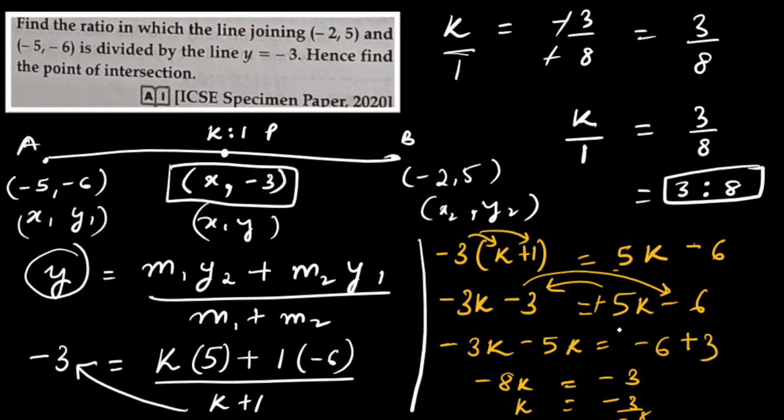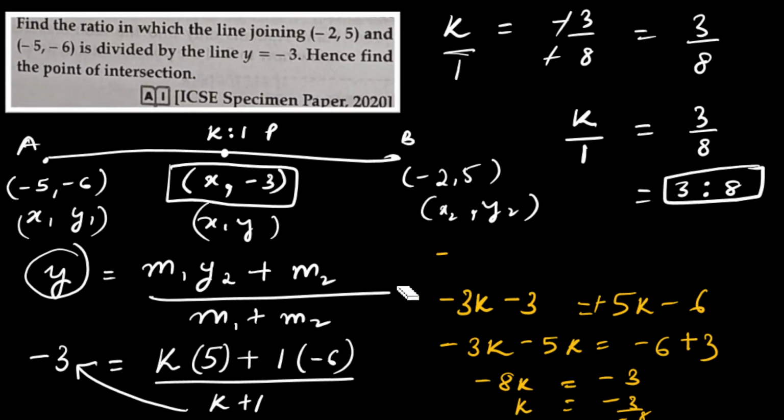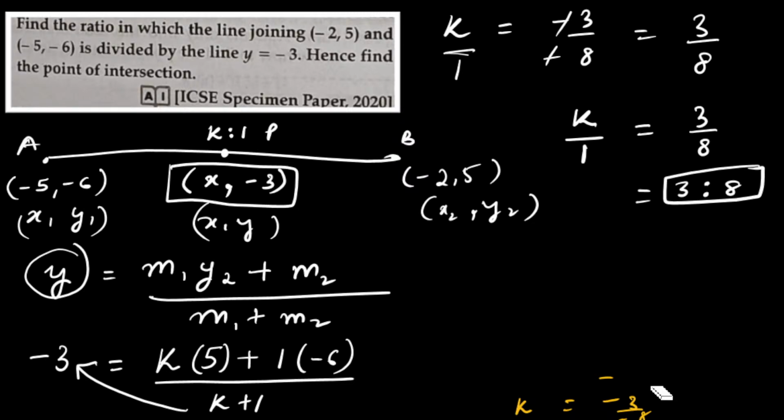Okay, so the ratio we have found is 3 is to 8. There should be only one answer. Some of you are getting 8 is to 3. So in case we have made any mistake, the points are minus 5, minus 6 and minus 2.